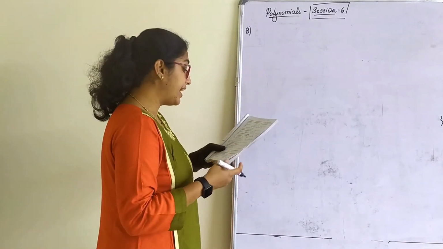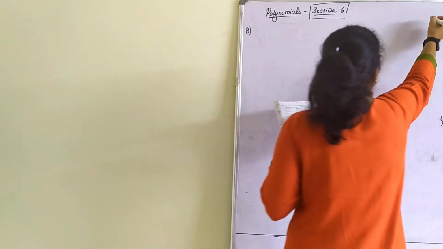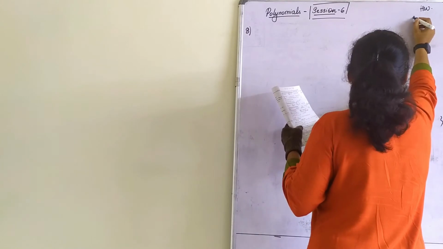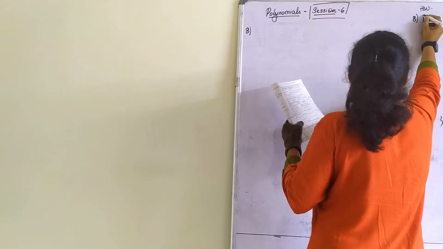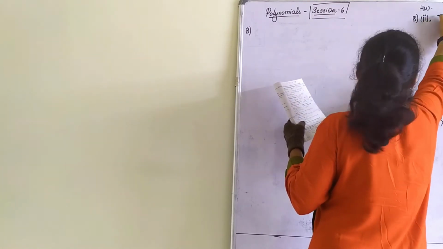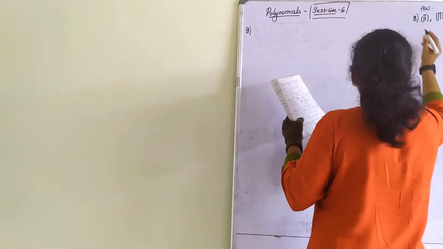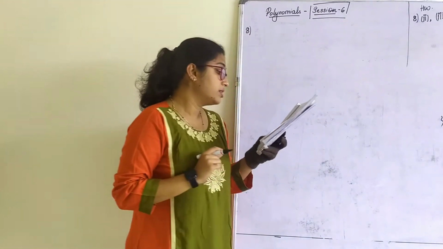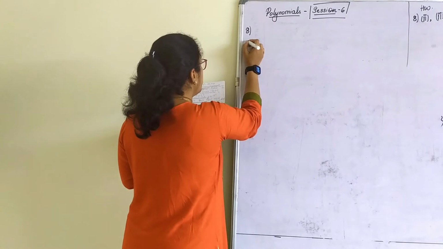Question number 8. Factorize each of the following. We'll first start marking our homework here. The second and third ones are for homework. I'll start with the first one.